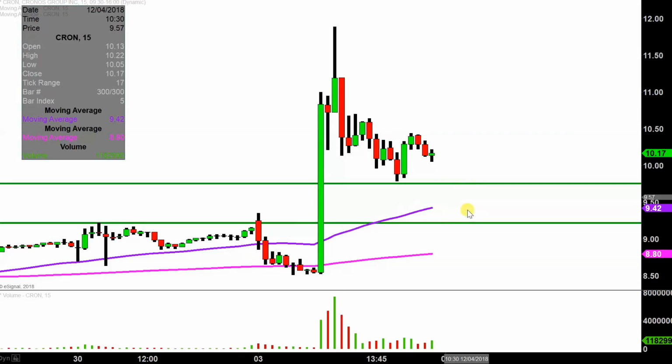In the event that level cannot hold, then it would not be shocking at all to see the price drop down to the $9.25 mark.